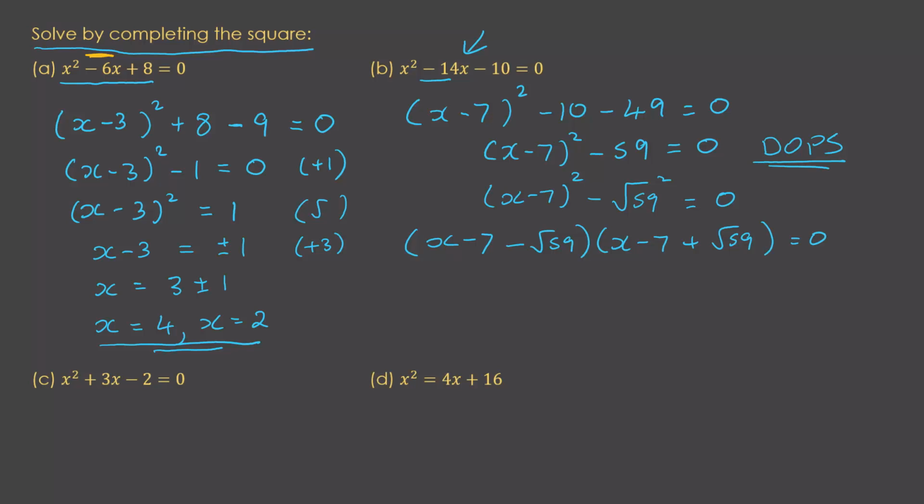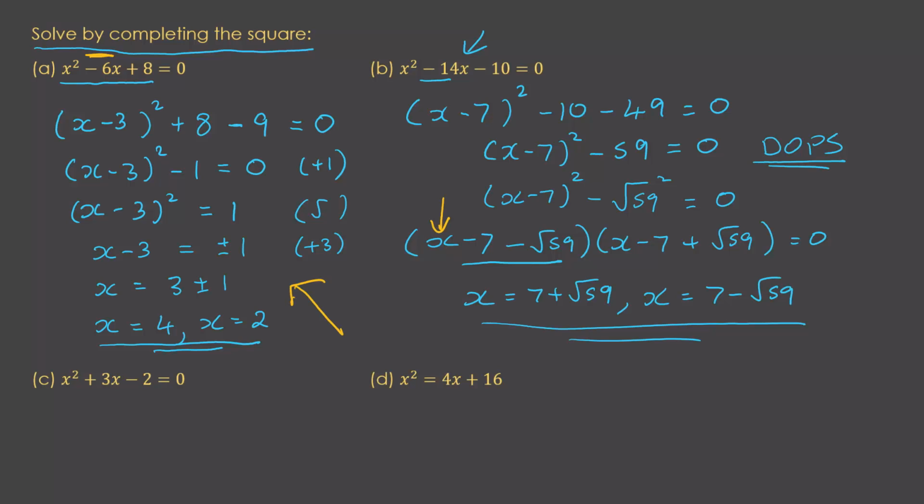And then just using the null factor law, we can see that x would be equal to 7 plus root 59 from this bracket. So 7 plus root 59 would be the value of x that would make the bracket 0. And you can get x is equal to 7 take root 59 from the other bracket. However, I prefer this technique, so that's the one I'm going to stick with.